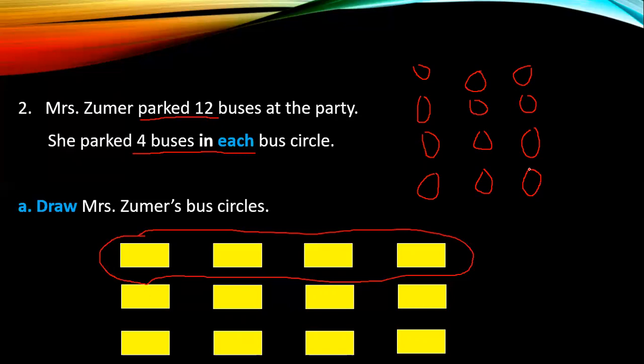So the question here is, are we getting the same total? Yes, there are still 12 total objects in each array. Here's a 3 by 4 array. Here's a 4 by 3 array. They are both correct.